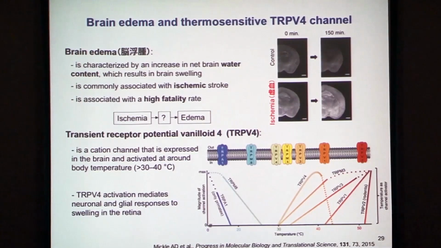And another example, I want to show you another example of thermal signaling, very briefly, which is brain edema and the contribution of TRPV4. Brain edema is characterized by the swelling of the brain, which is provoked by ischemic conditions. And TRPV4 was suspected to be involved in this phenomenon.